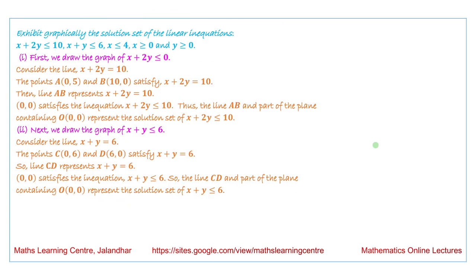Now next we have the system of linear inequalities in two variables. In this question, the first inequality is x plus 2y is less than or equal to 10. The second is x plus y is less than or equal to 6. Then the next are x is less than or equal to 4 and x is greater than or equal to 0, and last we have y is greater than or equal to 0. To solve these kinds of problems, we find the solution set for each inequality, and the common region between all of these will be the final solution set.